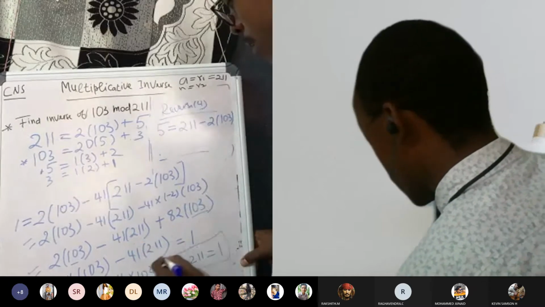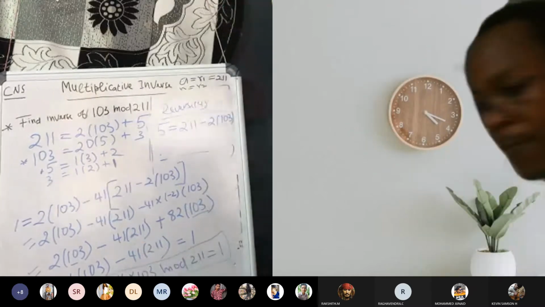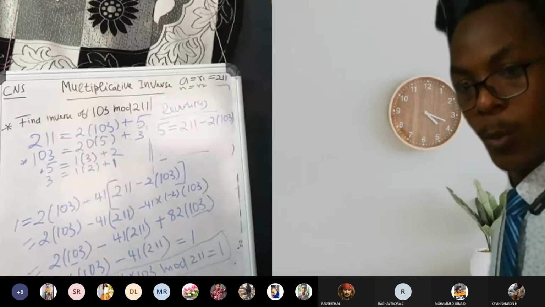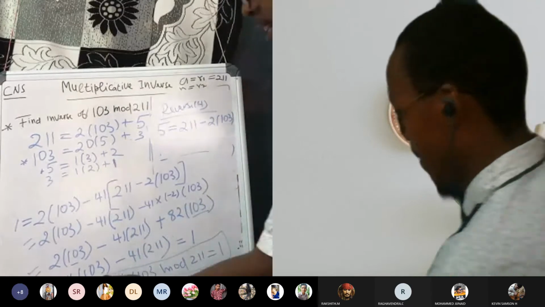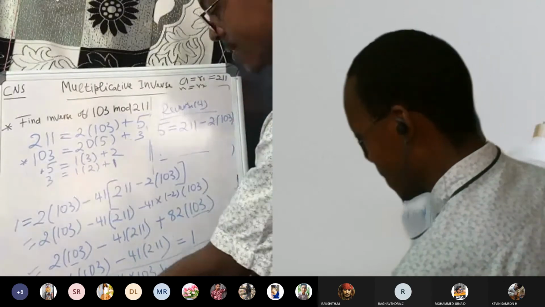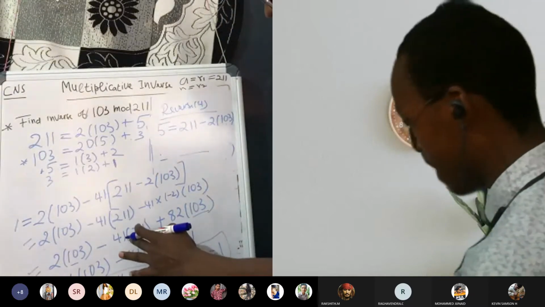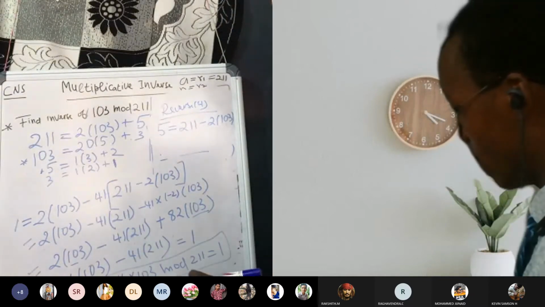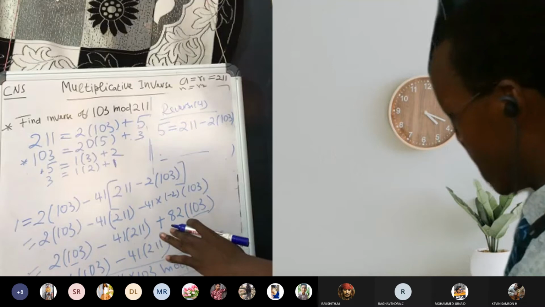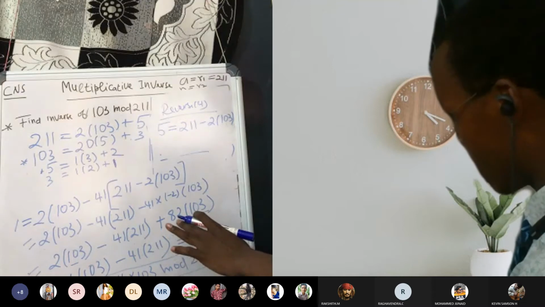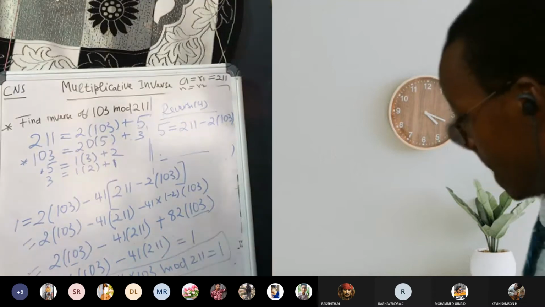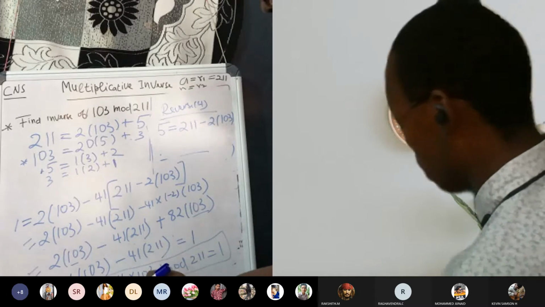Okay, it will give us 1. You can calculate and see if there is a mistake somewhere, you can check. But if there is no mistake, this will be the last, okay? This will be the last. If somewhere you have made a mistake, you can check and let me know if there is a wrong calculation, okay?